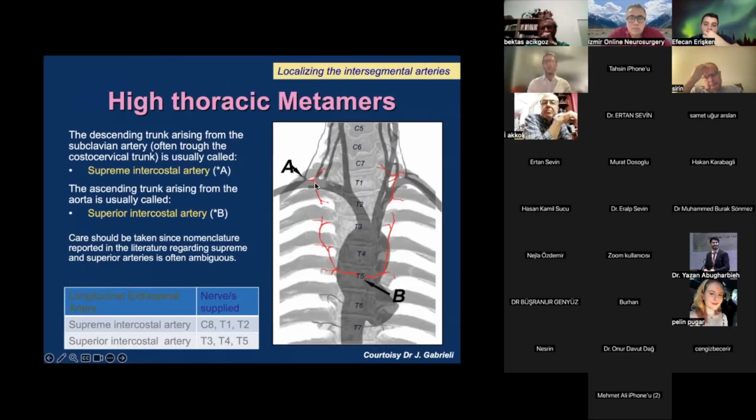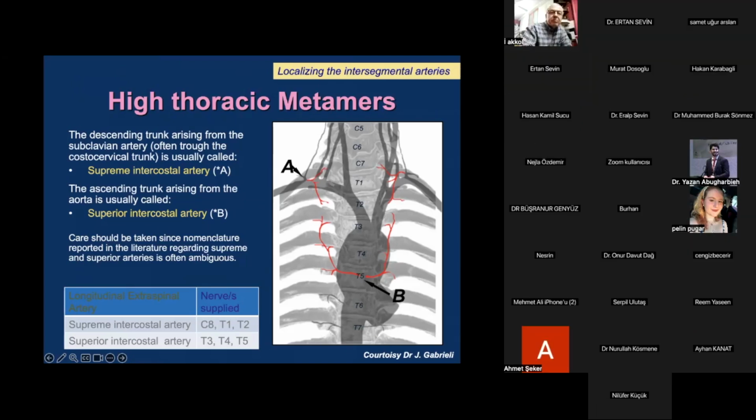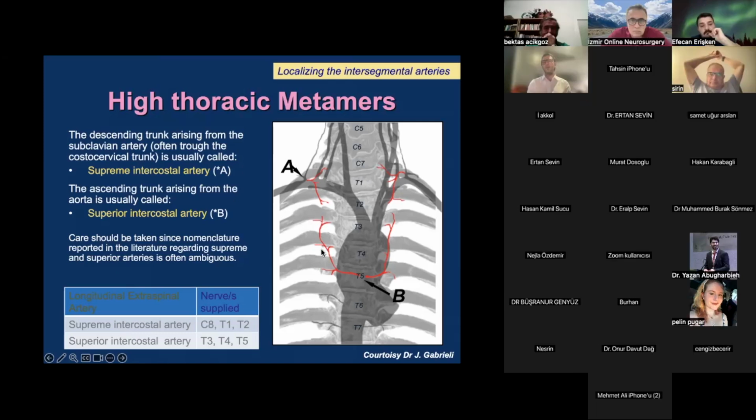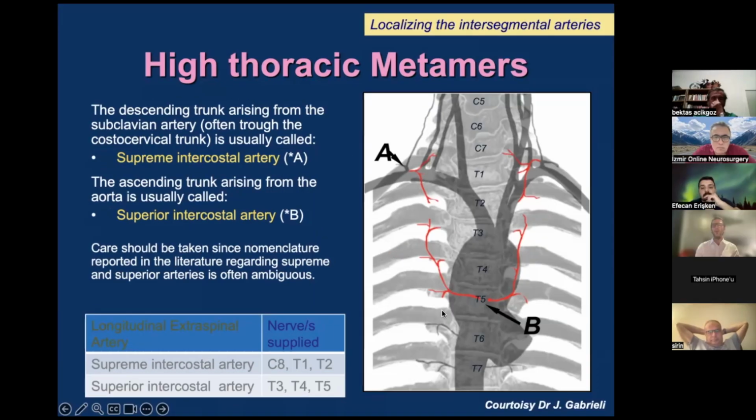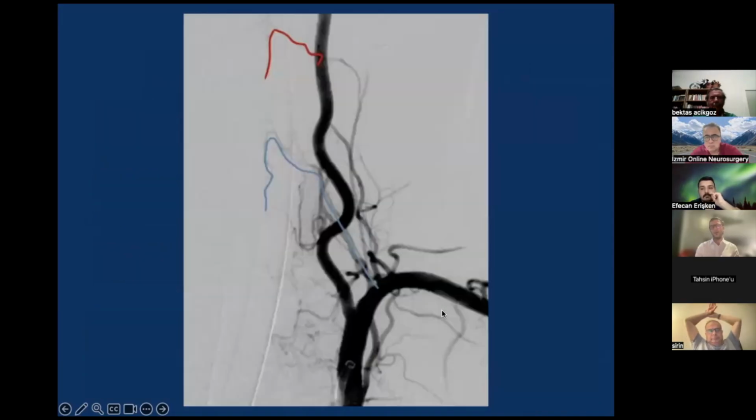The supreme intercostal artery arises from the costocervical trunk, from which arises the deep cervical artery, and the superior intercostal artery arises from the origin of the descending aorta and will feed the upper intercostal metamer. So there is a balance between the supreme and the superior intercostal artery.